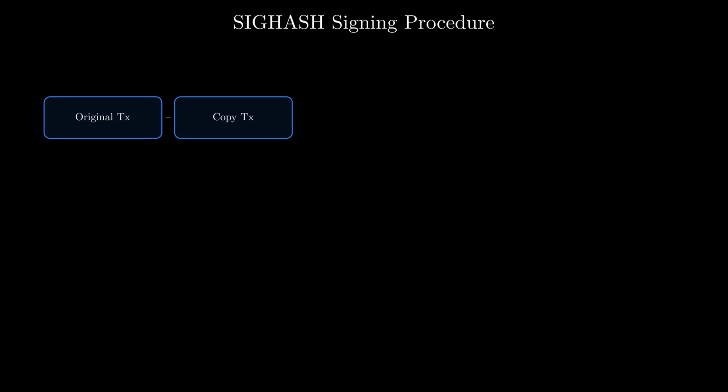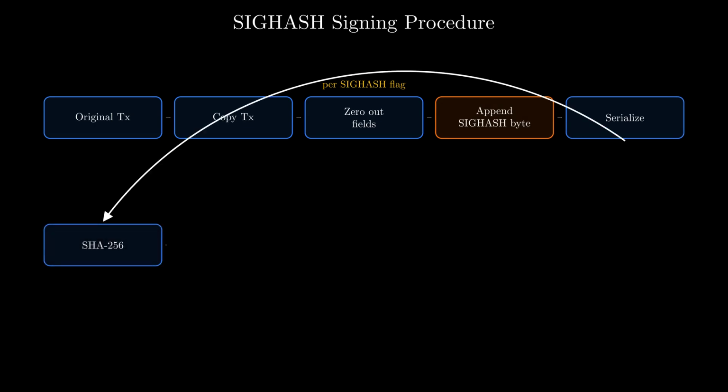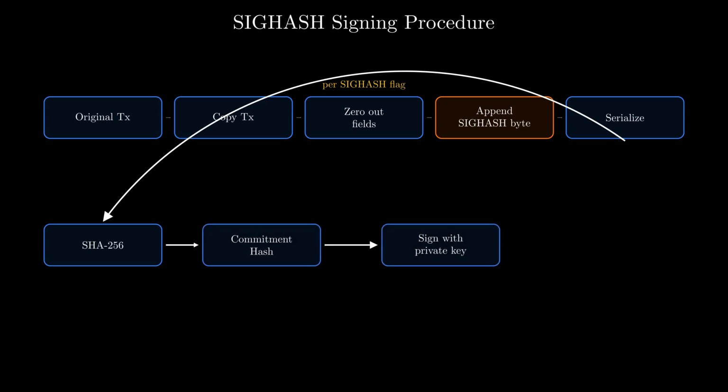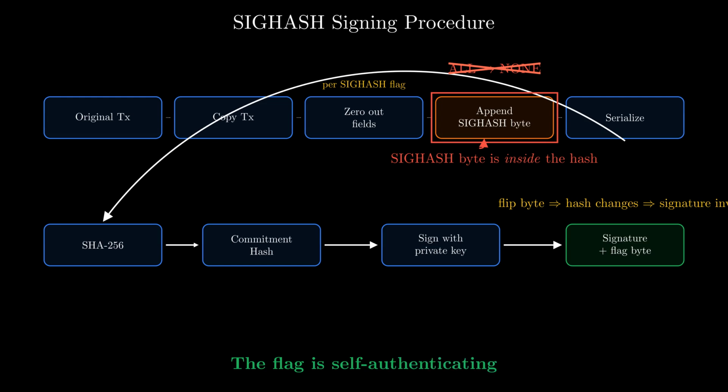Here's the procedure. Take the original transaction, copy it, then zero out or omit fields based on the SIGHASH flag. Append the flag byte itself to the serialized copy. Run SHA-256 to get the commitment hash. Sign that. The crucial detail: the SIGHASH byte is inside the hash. A miner or relayer can't swap your flag from ALL to NONE because flipping the byte changes the hash, which invalidates your signature. The flag is self-authenticating. Whatever you signed, you signed. Nobody can rewrite the rules of your authorization after the fact.